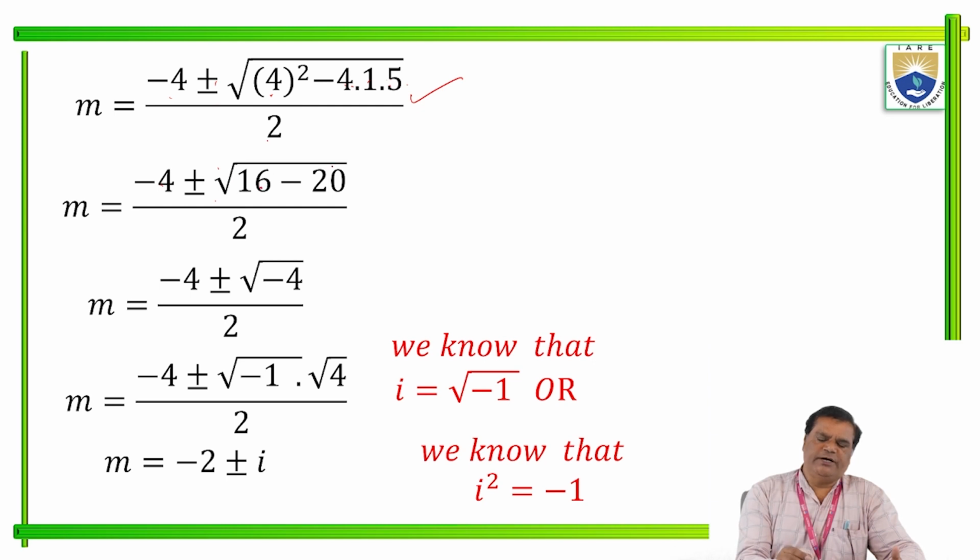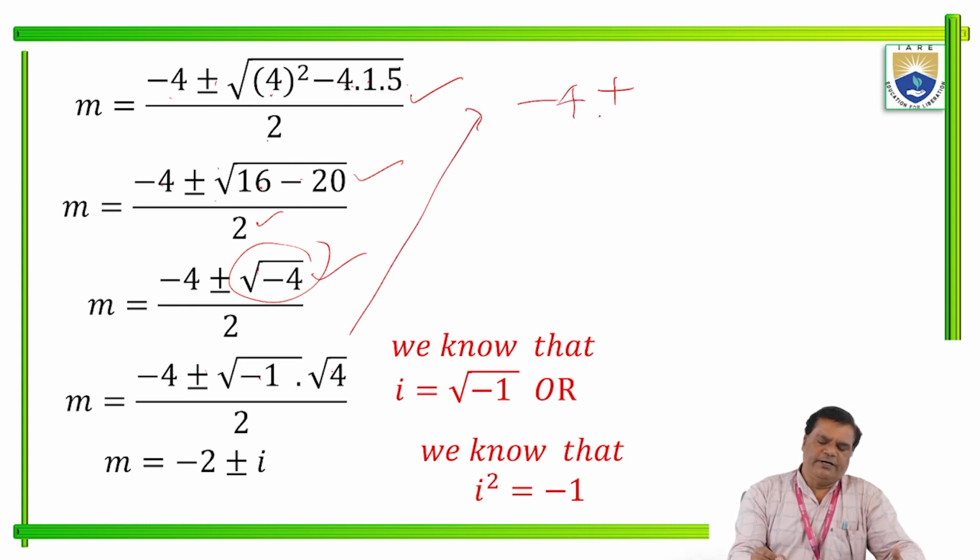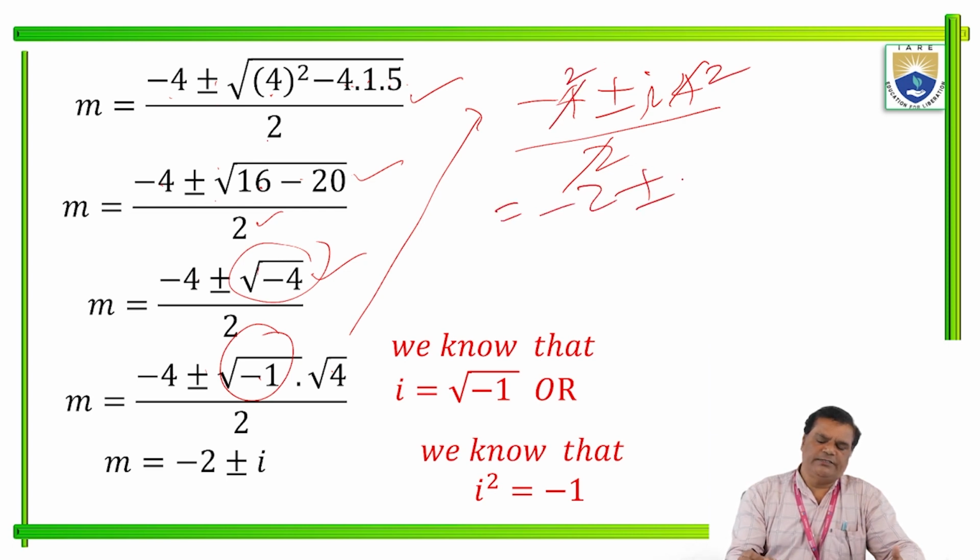Again, minus 4 plus minus under root 4 square 16 minus 4 into 5 is 20, upon 2. Minus 4 plus minus under root 16 minus 20, which means minus 4, upon 2. M equals minus 4 plus minus under root, breaking this root: minus 1 into root 4 upon 2. So minus 4 plus minus, this root minus 1 is i, and here root 4 is 2 upon 2. So the 2 cancels with the 2, and here is minus 2 plus minus 2i.